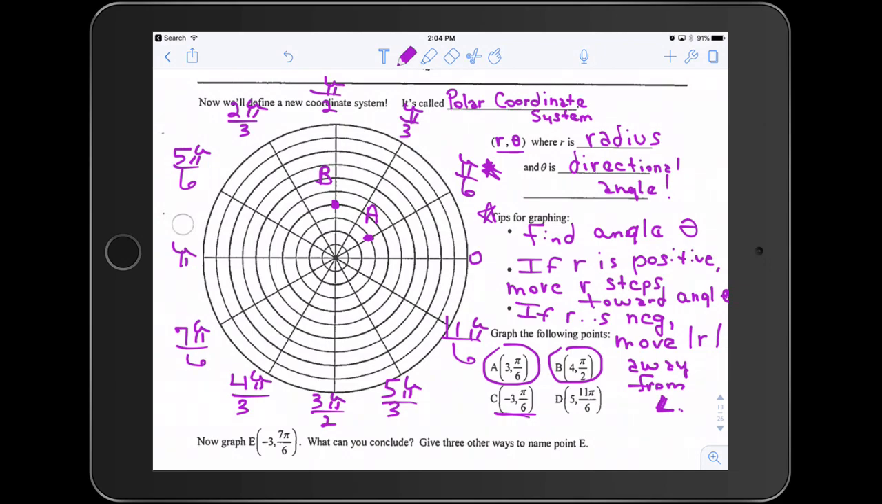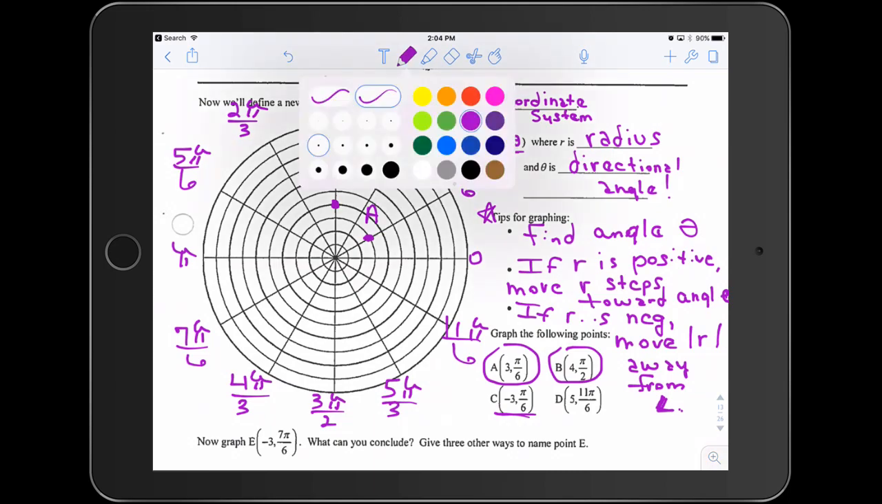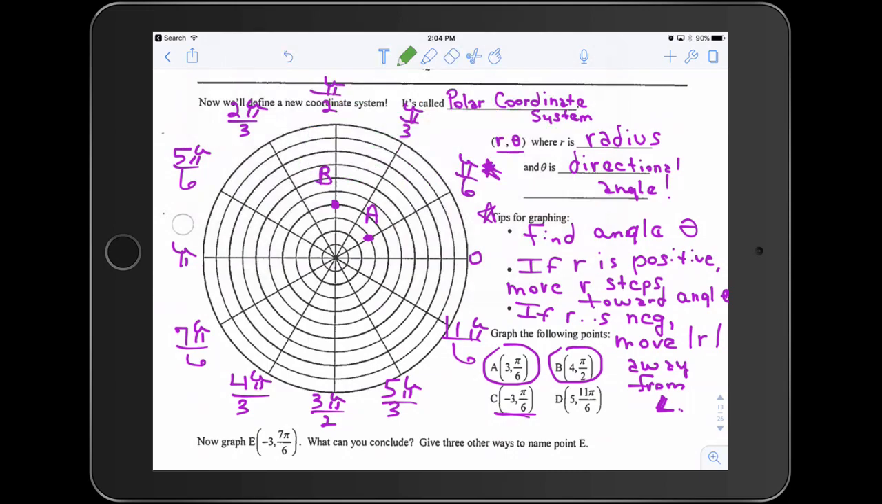Now C, notice we have a negative on there, and that makes it a little more interesting. We're going to first find that rotation of pi over 6. I wonder, can I change colors on this? Oh, I certainly can. Look at this. I don't know, let's go green. Okay, just because I don't want to get confused here.